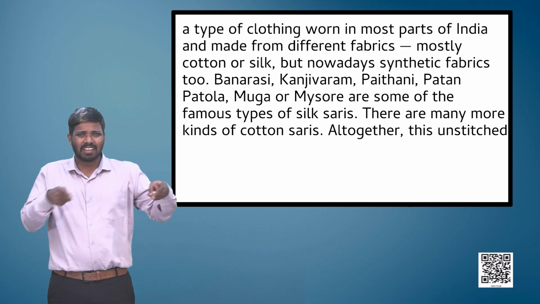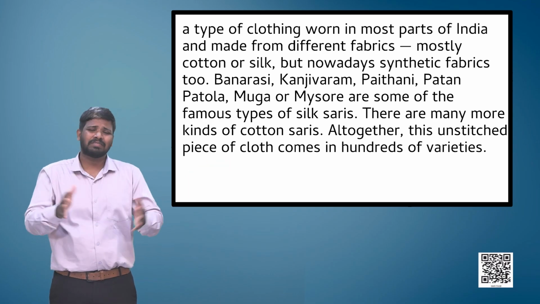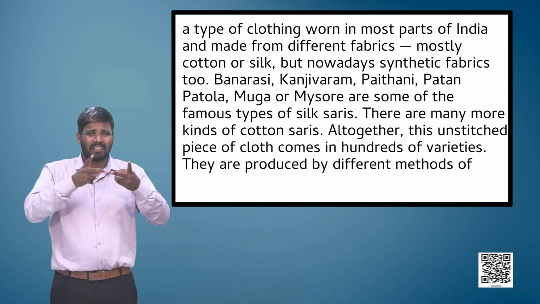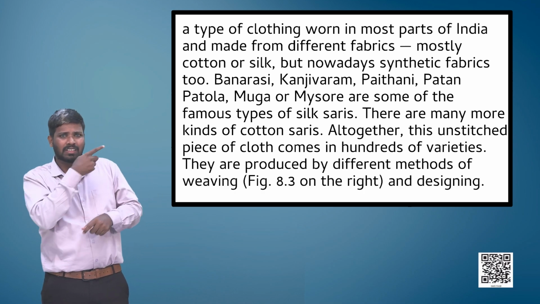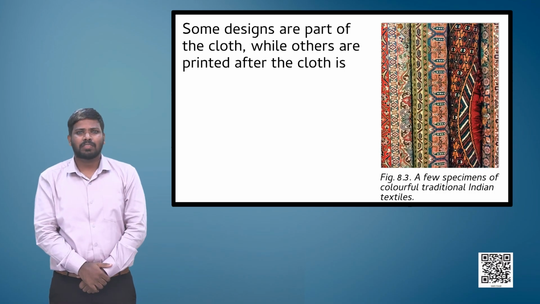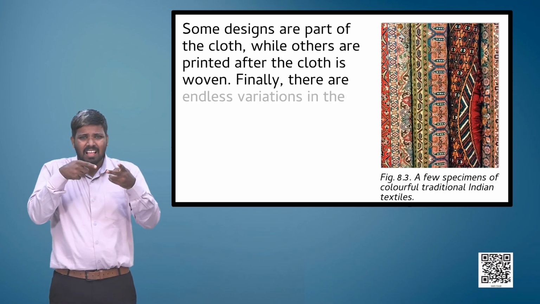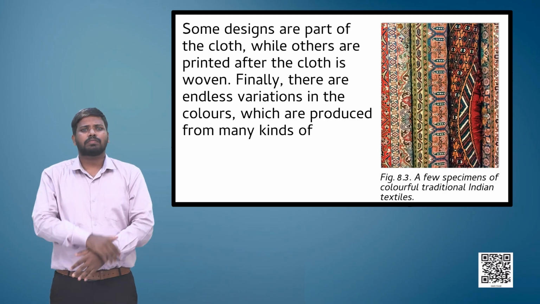Altogether, this unstitched piece of cloth comes in hundreds of varieties. They are produced by different methods of weaving, figure 8.3 on the right, and designing. Some designs are part of the cloth, while others are printed after the cloth is woven. Finally, there are endless variations in the colors, which are produced from many kinds of pigments.